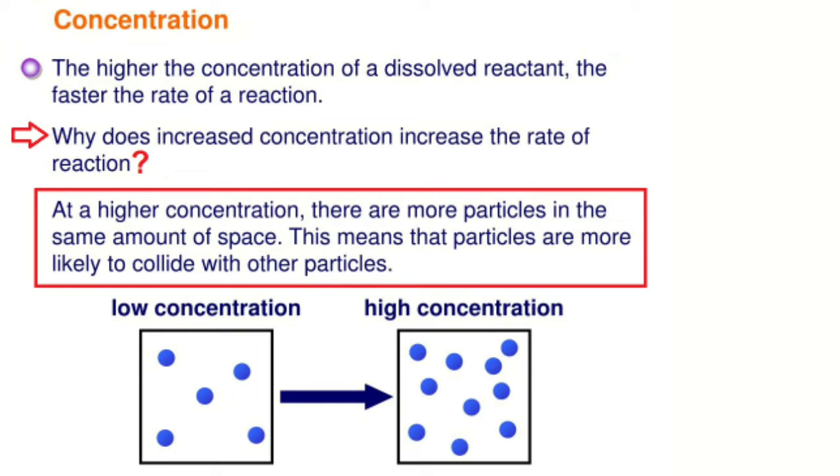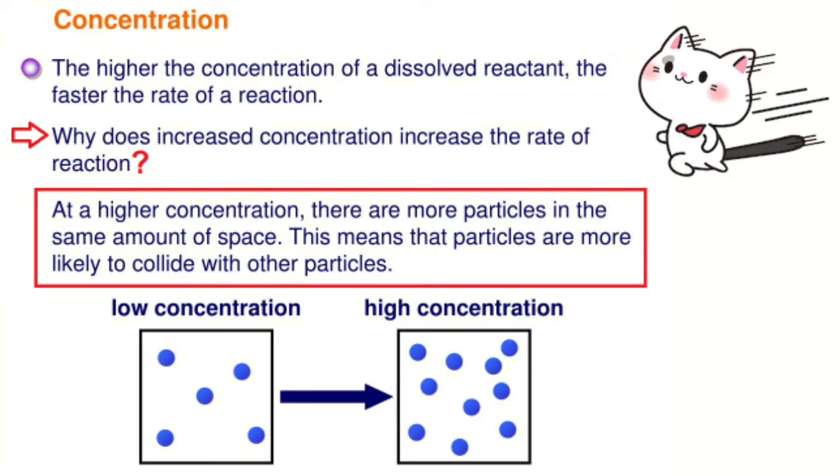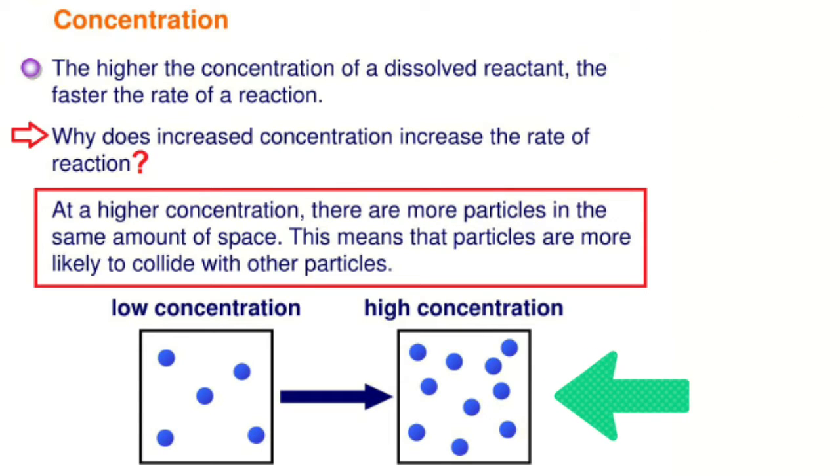Effect of concentration on the rates of reaction. The higher the concentration of a dissolved reactant, the faster the rate of a reaction. Why does increased concentration increase the rate of reaction? At a higher concentration, there are more particles in the same amount of space. This means that particles are more likely to collide with each other.